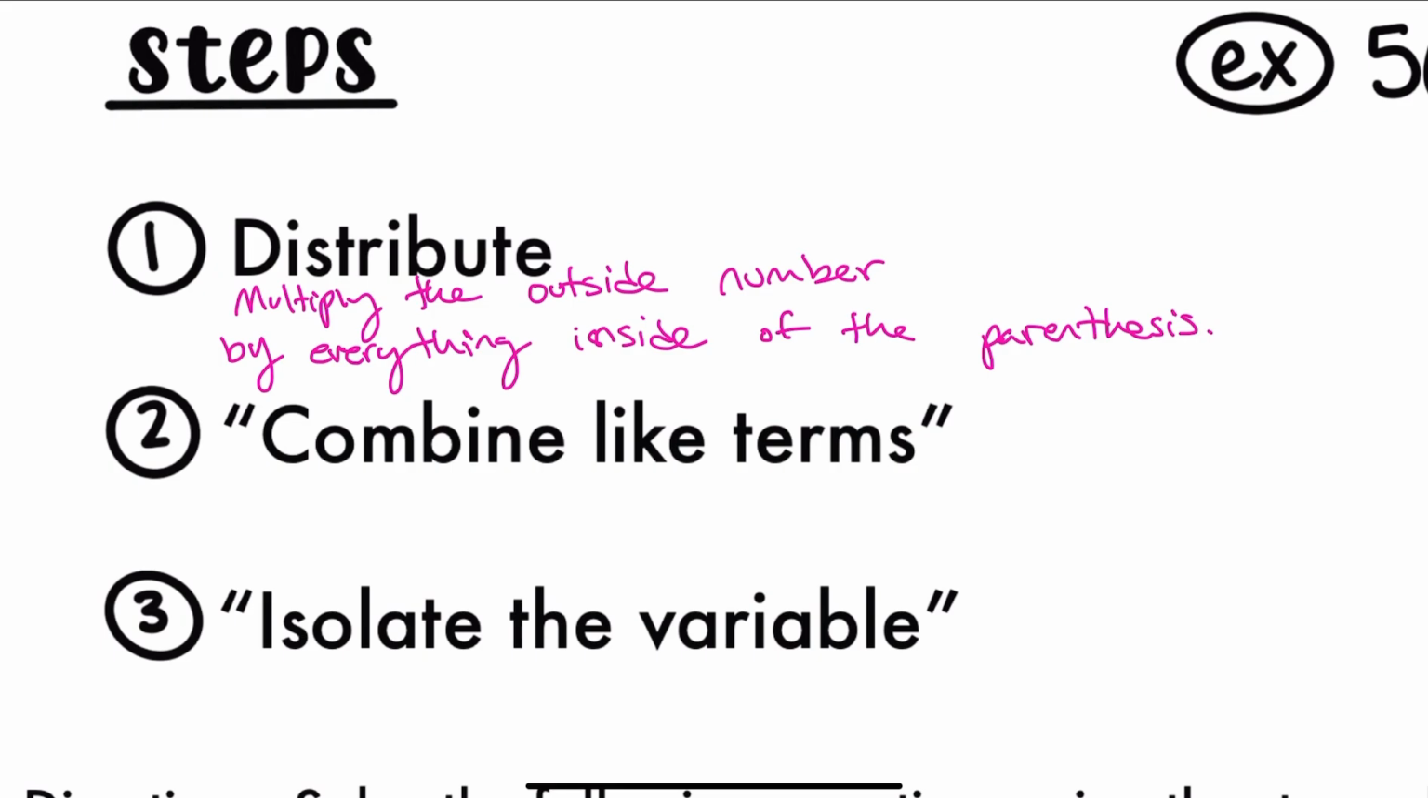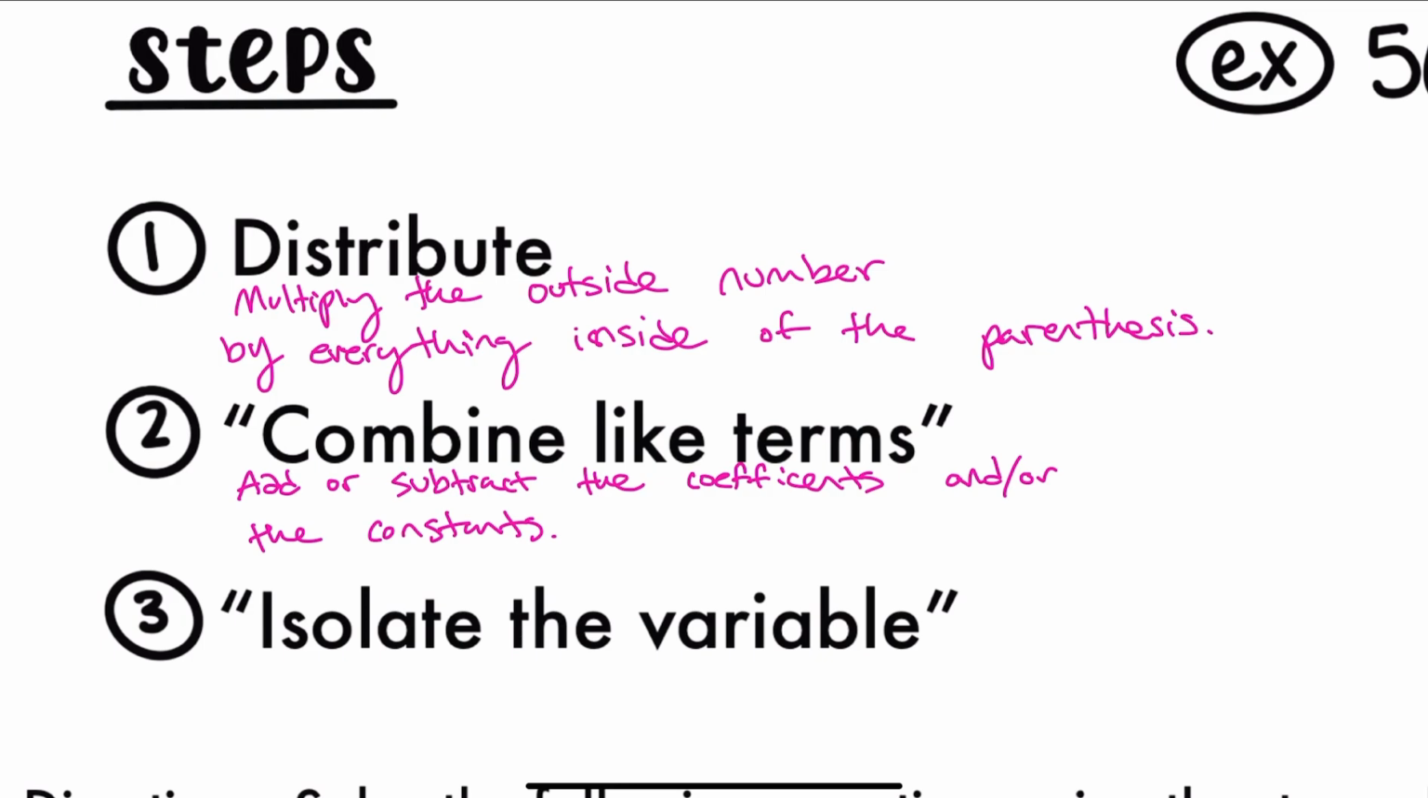Combine like terms is going to be the second step. What we mean by that is we are going to add or subtract the coefficients and/or the constants. And that's from each other. So I can't subtract a coefficient from a constant, and I can't subtract a constant from a coefficient. I can only do coefficients from coefficients or constants from constants.